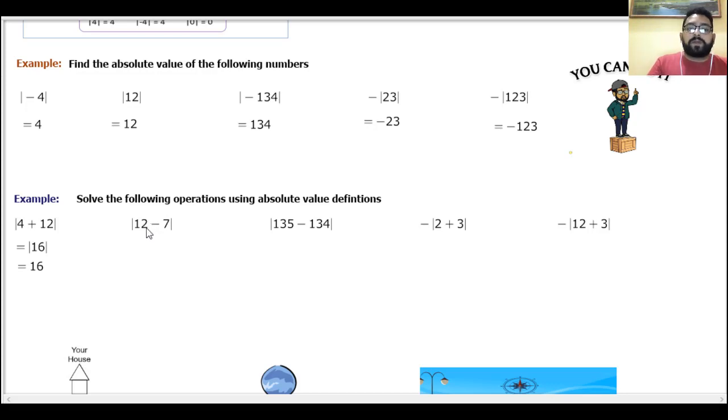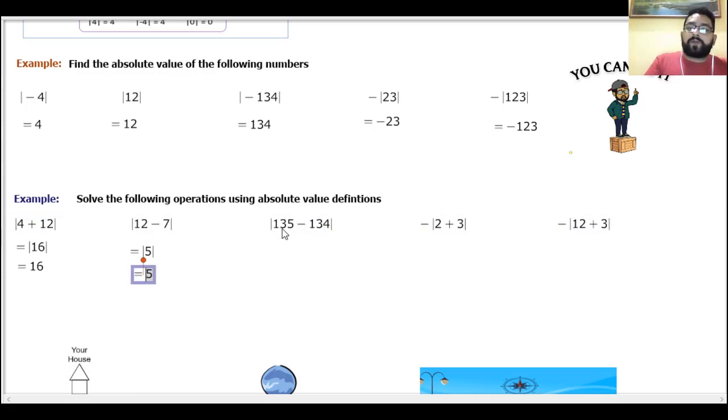First, we need to solve this operation. So we're going to have 12 minus 7 is going to be 5. So we locate the bars, we copy 5, and we close with the second bar. And then the absolute value of 5 is equal to 5.